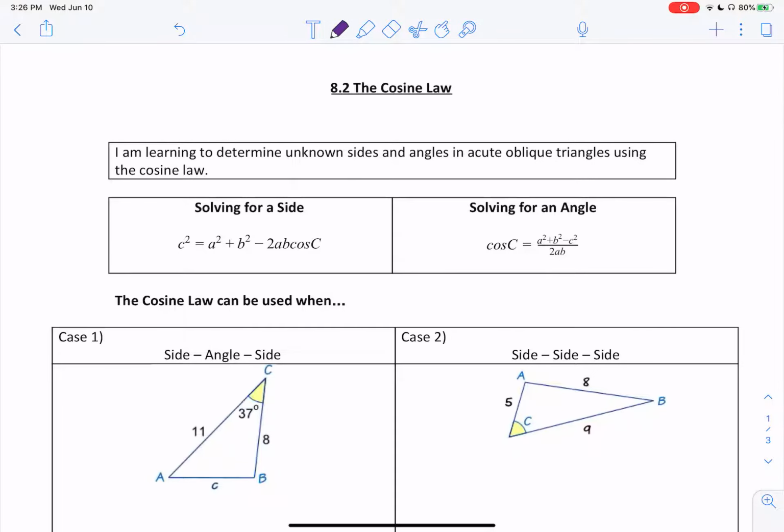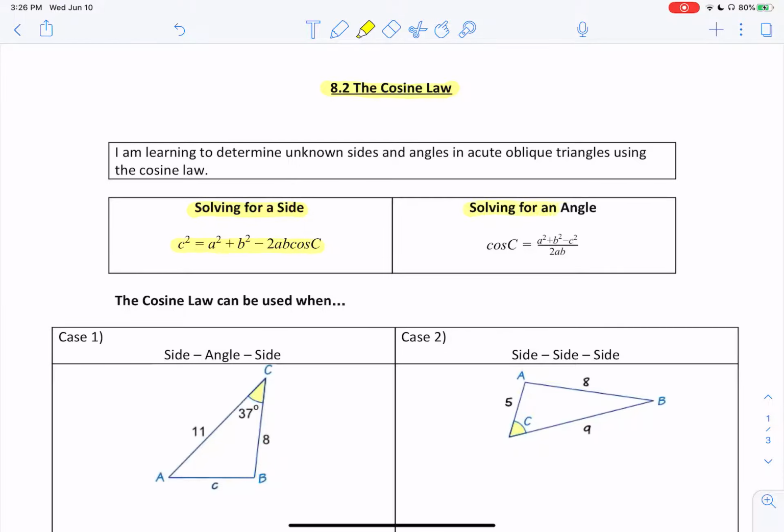For this lesson, we're going to be looking at our second law that we will be using for non-right angled triangles. This law is called the cosine law, and it has two variations. They're the same exact equation, just rearranged. The first one is when we're solving for a side, and that is c squared equals a squared plus b squared minus 2ab cosine of c.